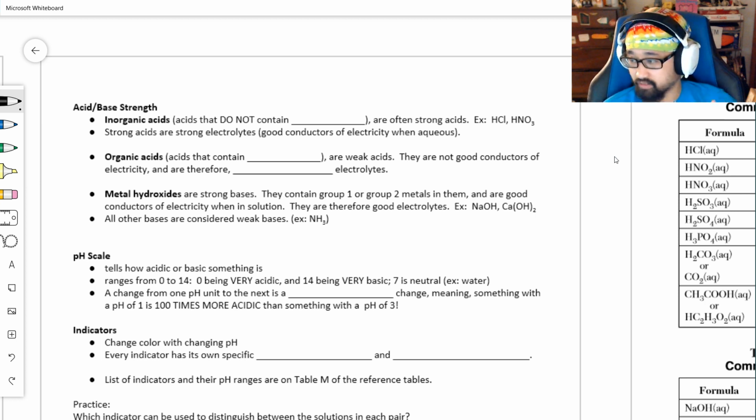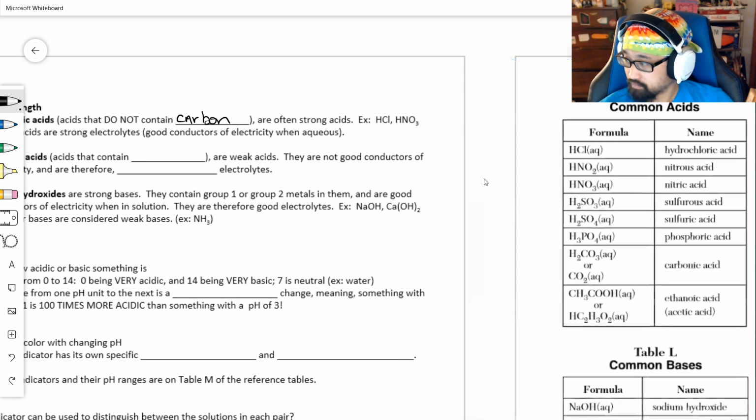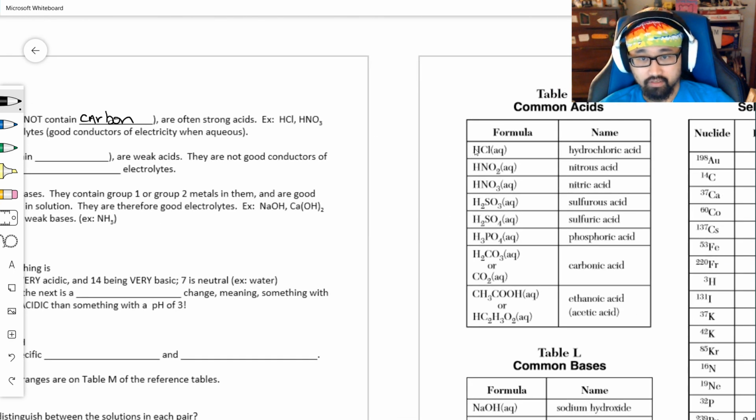So the rule for acids is, is it organic or inorganic? Inorganic acids are acids that do not contain carbon. They are strong. So acids with no carbon, if we look at our list of acids here, look, this is no carbon, no carbon, no carbon. In fact, these top ones all do not have carbon, they're all strong. The two that I said earlier were weak, carbonic acid and acetic acid, so carbonation in sodas and vinegar. Look, they both have carbon in them. That's why they're defined as weak acids.